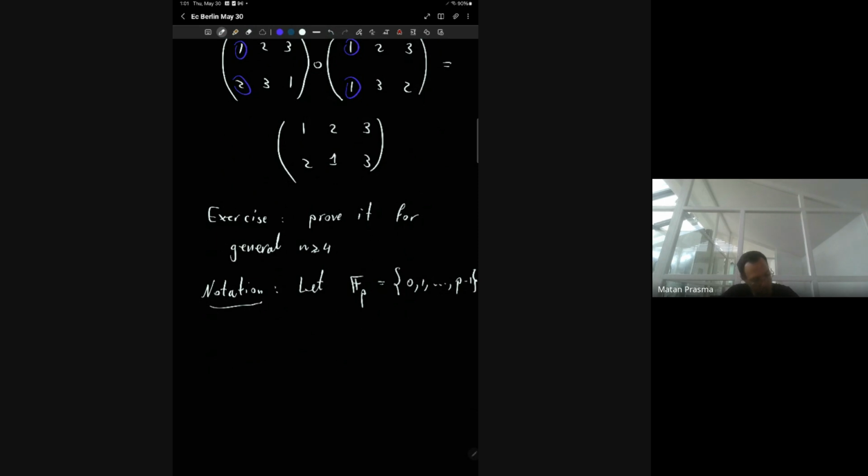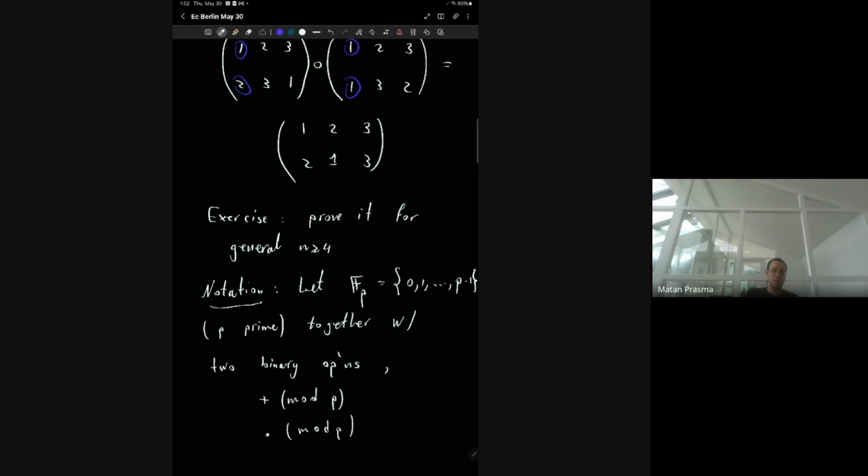So I take a prime P, and I denote by FP the set of integers 0 up to P minus 1, together with two binary operations: one of them is plus modulo P, and the other is multiplication modulo P. Okay?